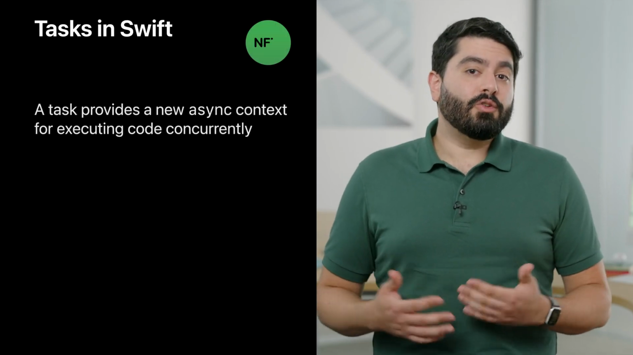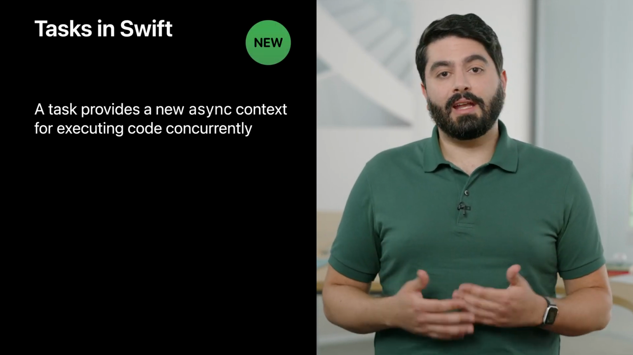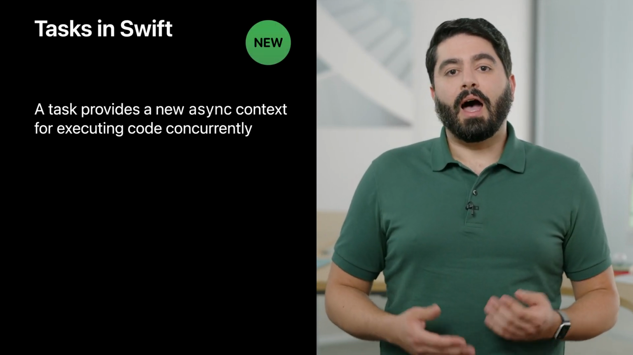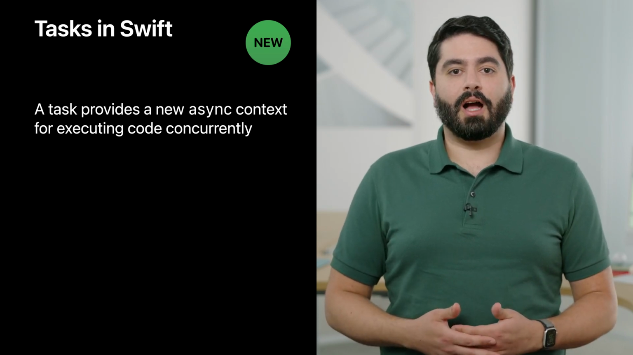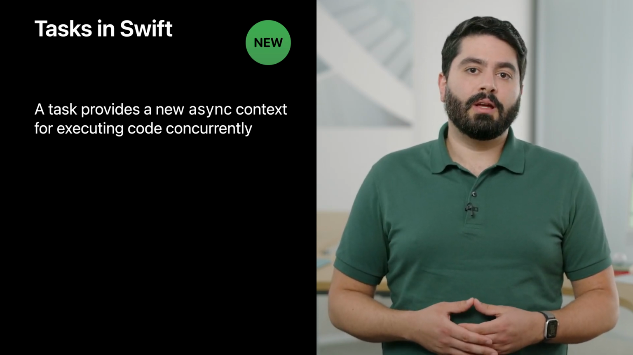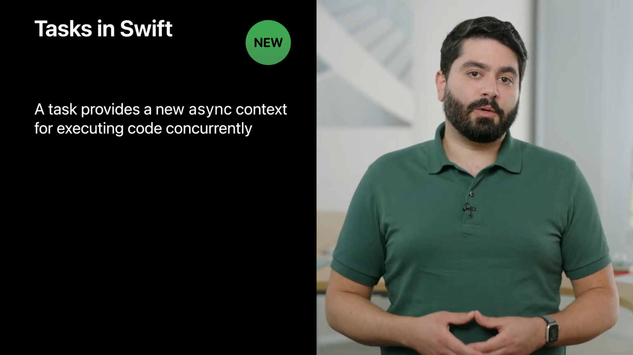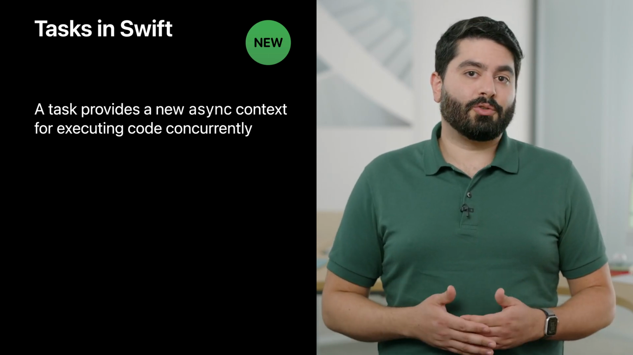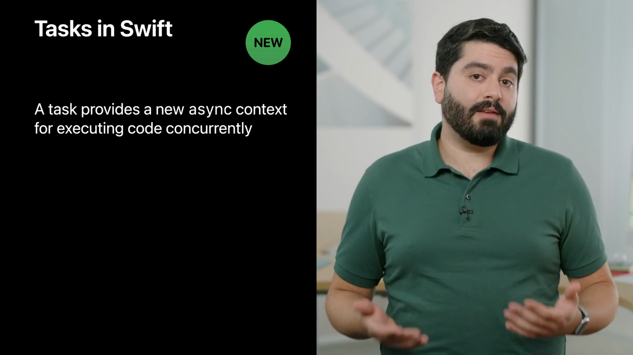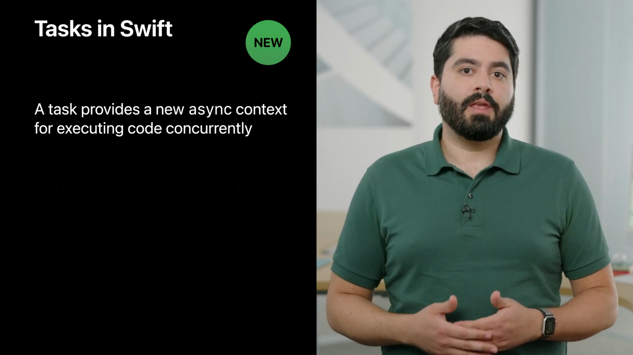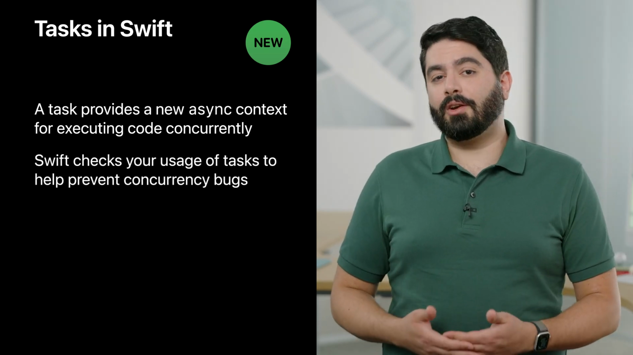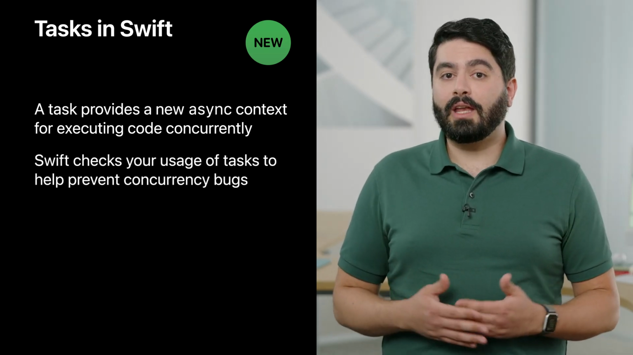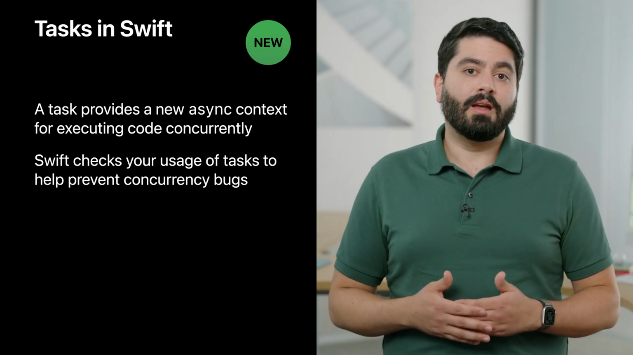You can create additional tasks to add concurrency to a program. Tasks are a new feature in Swift that work hand in hand with async functions. A task provides a fresh execution context to run asynchronous code. Each task runs concurrently with respect to other execution contexts. They will be automatically scheduled to run in parallel when it is safe and efficient to do so. Because tasks are deeply integrated into Swift, the compiler can help prevent some concurrency bugs.